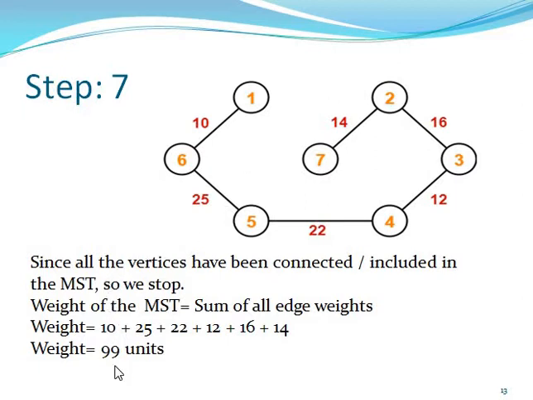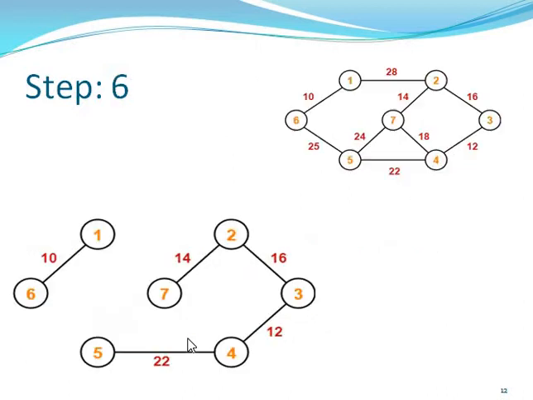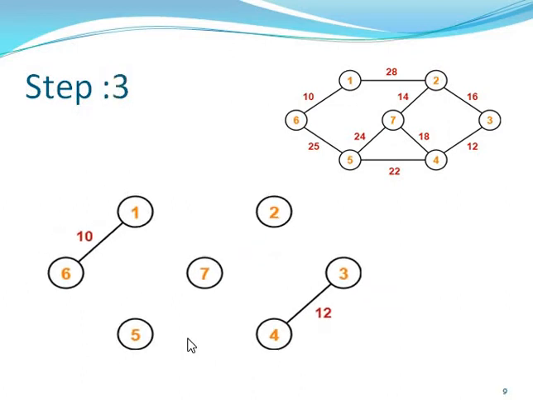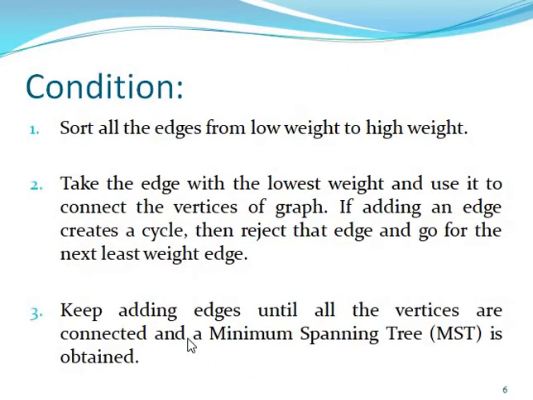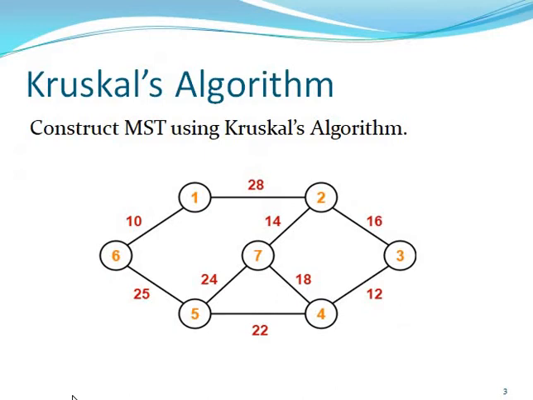So we can find the weight of all the points. This is the weight, 10. Then you add all the values 25, 22, 12, 16 and 14. Then the final weight is 99. So this is the Kruskal algorithm. We can show the start: how can you solve this example? So we can show that this is the Kruskal algorithm.